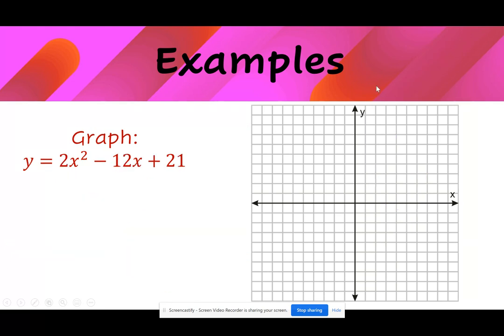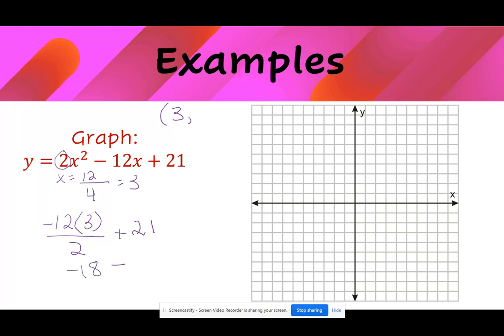y equals 2x squared minus 12x plus 21. First thing is to find your vertex. So negative b, so positive 12, over 2 times a, 2 times 2 is 4, so we get 3. So our vertex is 3 something. I'm going to plug it into the bx divided by 2 plus c. So we get negative 36 divided by 2 is negative 18 plus 21, 3. So we get 3, 3.